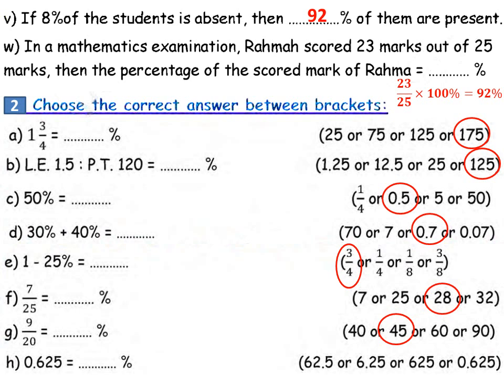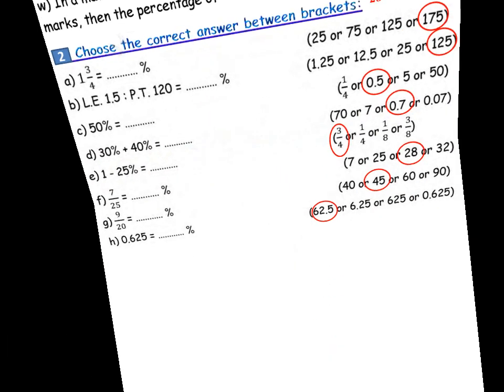Letter H, 0.625 equals what percent? Firstly, we will multiply 0.625 by 100. It will give me 62.5%. Okay, 62.5%, because if we convert 62.5% into a decimal, dividing it by 100 will give me 0.625. Okay.